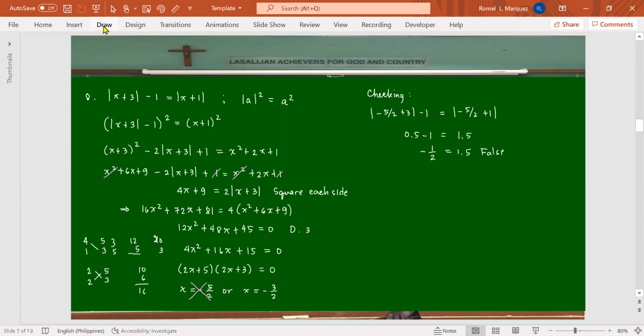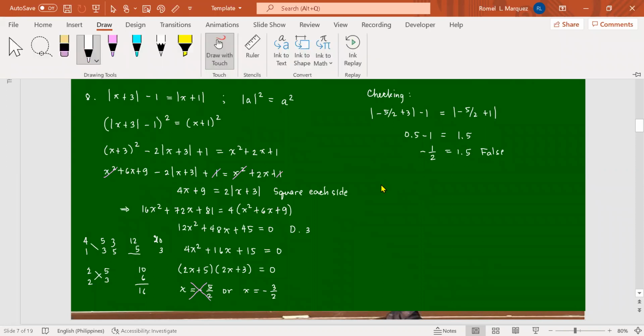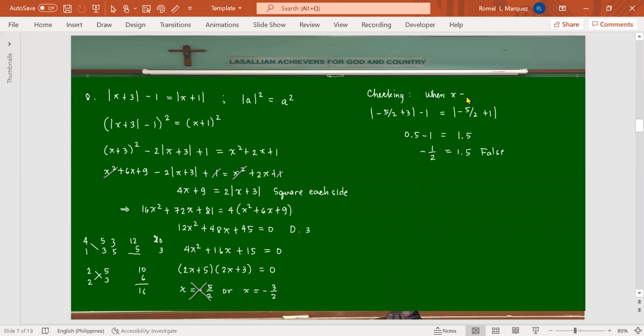Sorry, you're not included. What about when x is negative 3 halves? So let's check. What do you think? Is it accepted, guys?